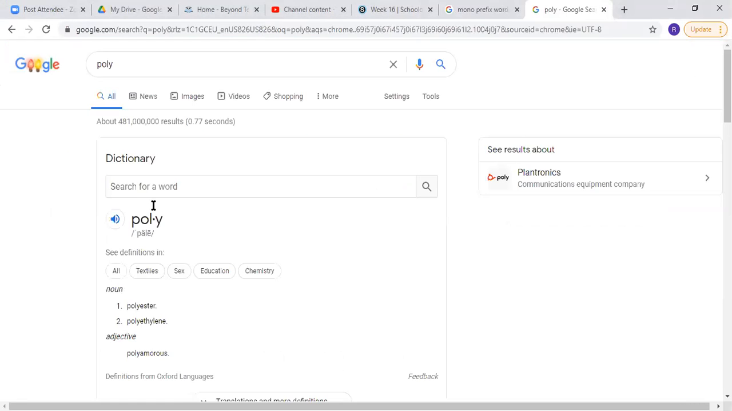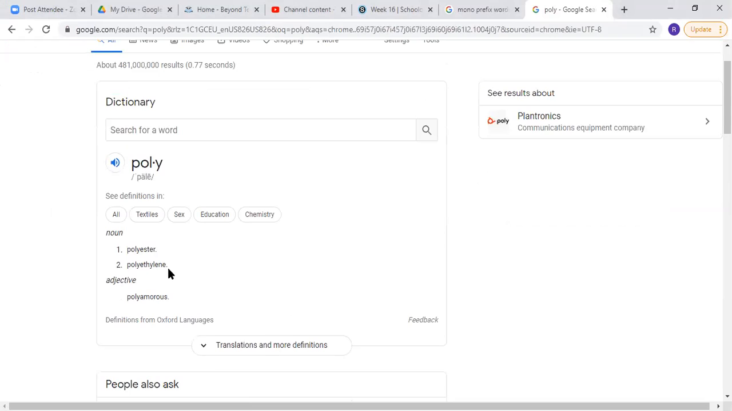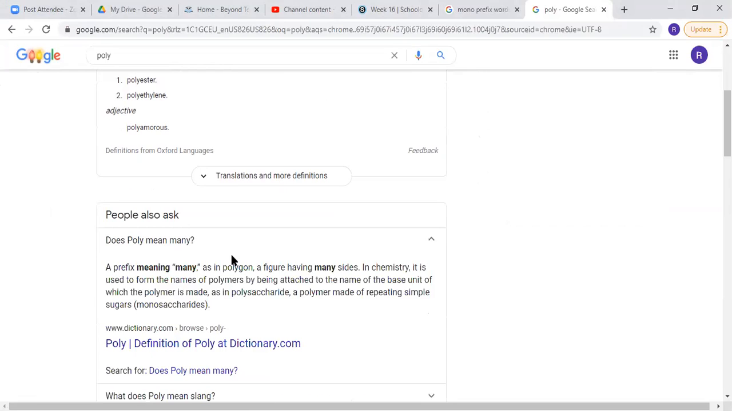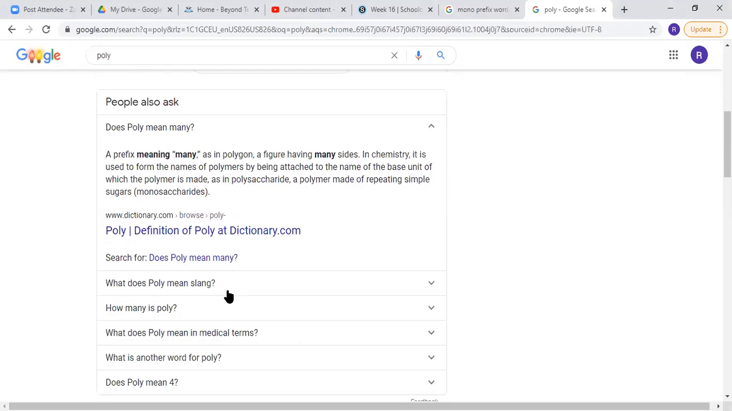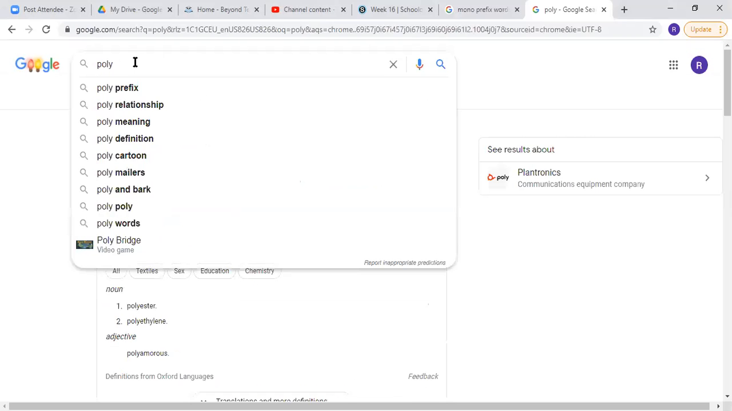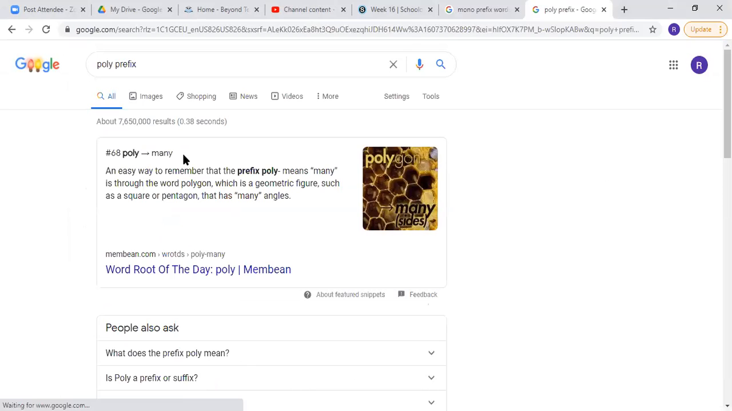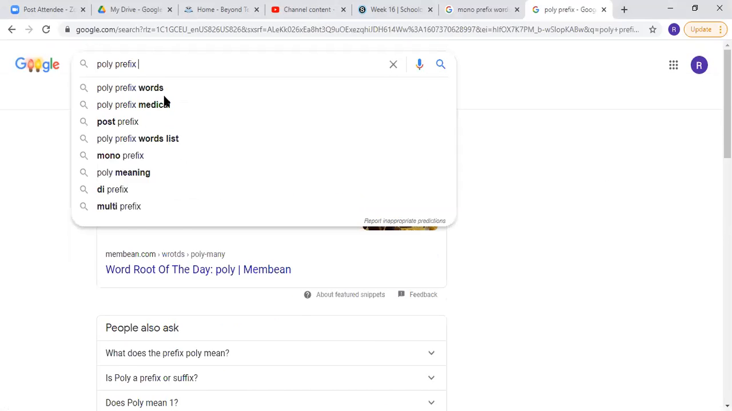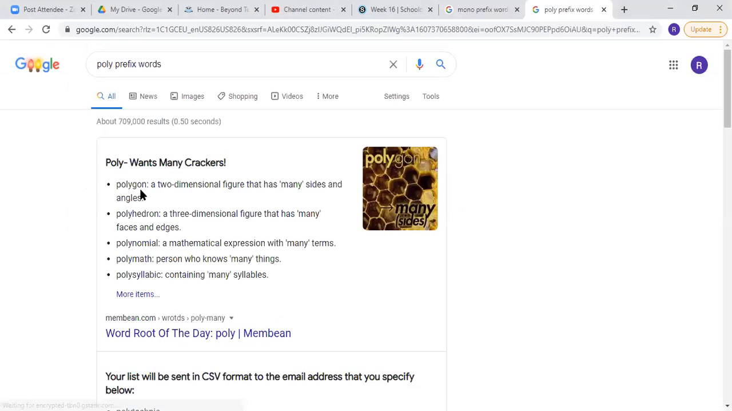Let's go ahead and put the word poly and see what we get. So poly means, well, polyester and polyethylene come to mind for the definition, but it means many. So like polymers are like many different kinds of materials put together. Let's see what else. Poly prefix. So again, poly means many. Poly prefix words. So let's see what are some words that start with poly.